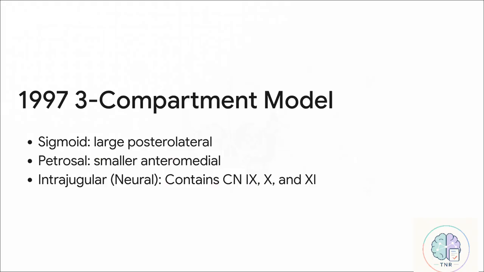But then, the 1997 publication updated this view into three specific compartments. And honestly, this model is a total game changer for understanding neural syndromes because it completely isolates the nerves into their own dedicated space. First, you have the sigmoid compartment. That's the large posterolateral area containing the sigmoid sinus. Second, the petrosal compartment, the smaller anteromedial area holding the inferior petrosal sinus. And finally, sitting perfectly between them is the intrajugular or neural compartment. This right here is the dedicated central VIP lounge for cranial nerves 9, 10, and 11.